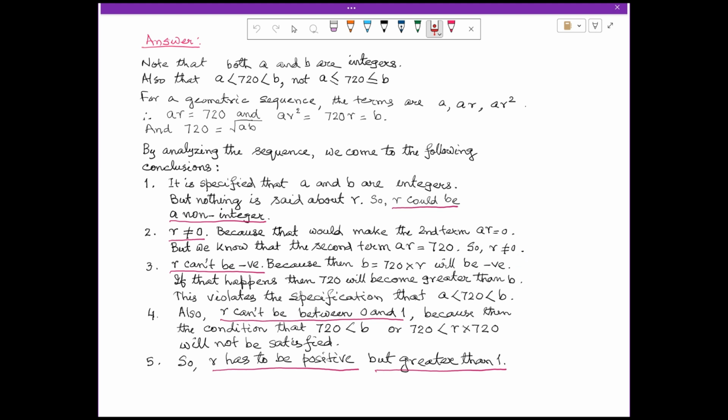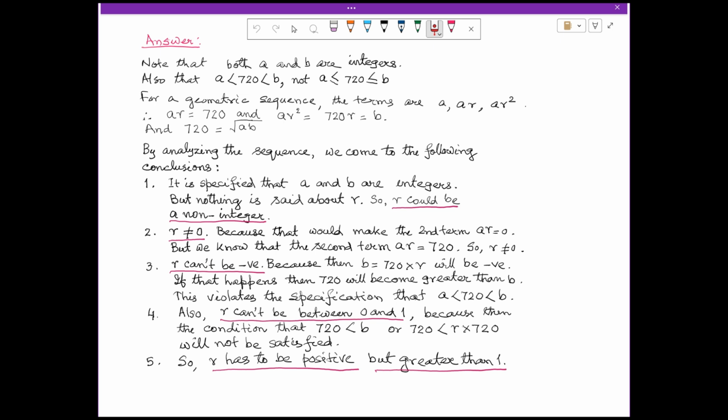The third conclusion is r cannot be negative, because then b, which is equal to 720 multiplied by r, will also become negative. If that happens, then 720 will become greater than b. This violates the specification that 720 is less than b.